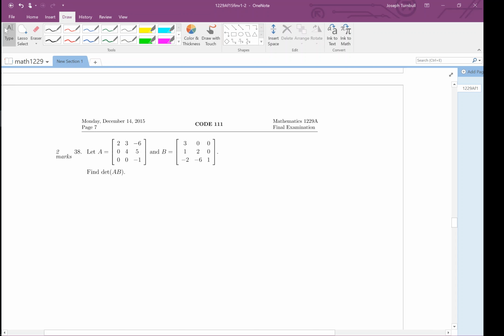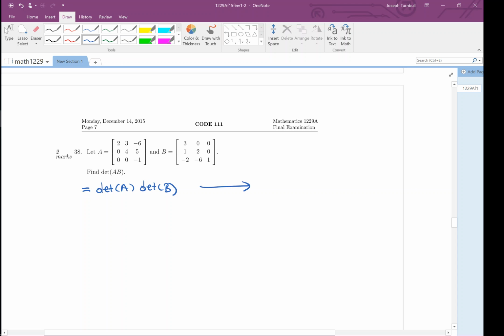Number 38. We're given two matrices, A and B. We're asked to find the determinant of A times B. You can do this one the easy way, you can do this one the hard way. The hard way is to multiply A times B first, and then take the determinant. A lot of work. If you do it the easy way, you use the determinant property. Determinant of A times B is the determinant of A times determinant of B.